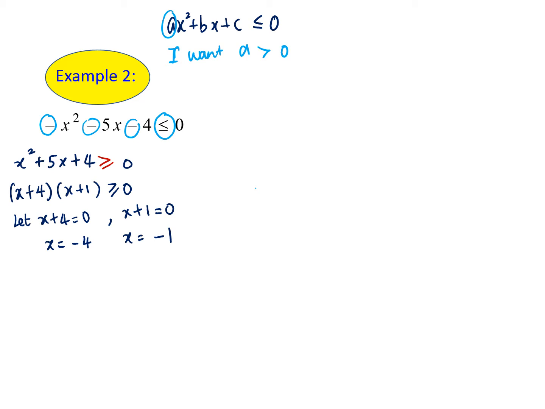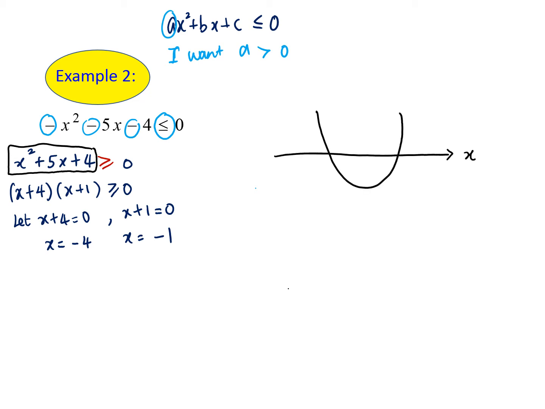Now I can draw my graph. But before drawing my graph, I check my inequality first. My latest inequality, here a is greater than 0, so it is a smiling graph. Now the graph will smile, my x-axis. Then it will cut at 2 points. The smaller number on the left, that is negative 4, followed by negative 1.